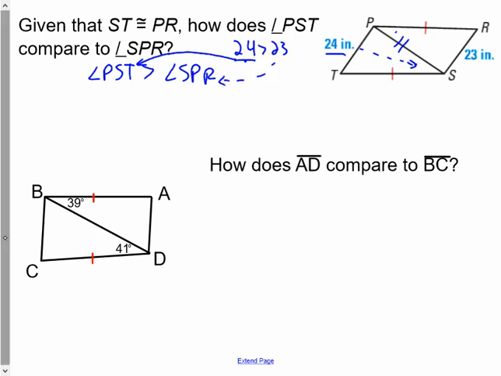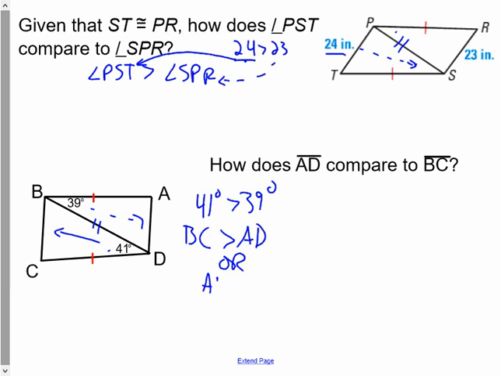Next one, how does AD compare to BC? Now this time we've got a side angle side look again. And this time 41 is larger than 39. So BC is larger than AD. Or you can say it that way, or AD is smaller than BC. Because how do they compare? AD is smaller, BC is larger. Either way works.